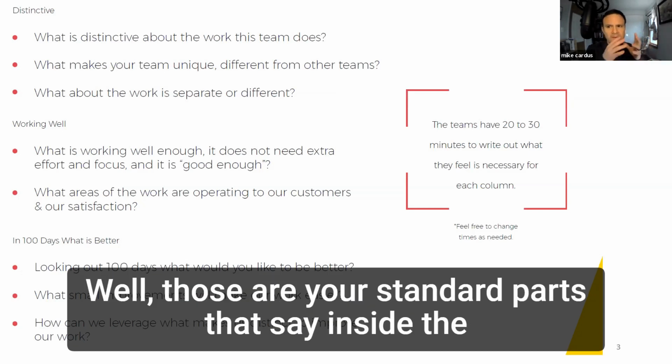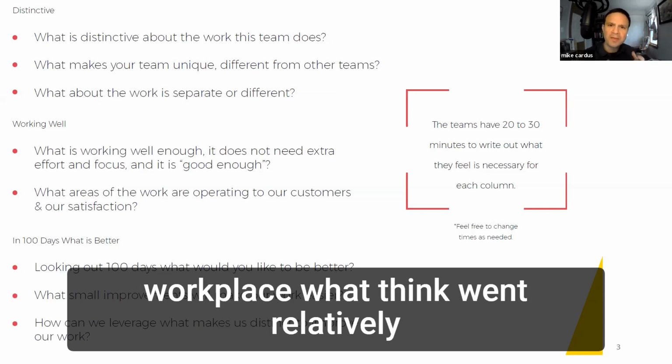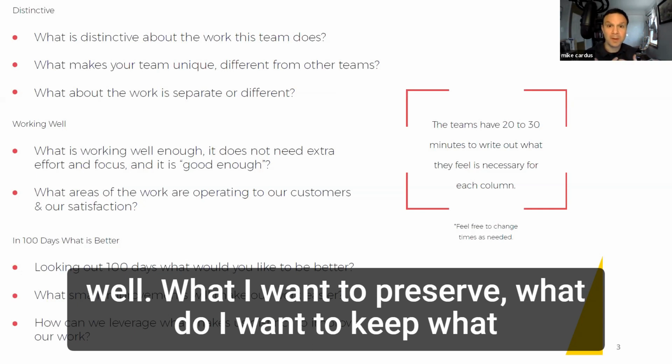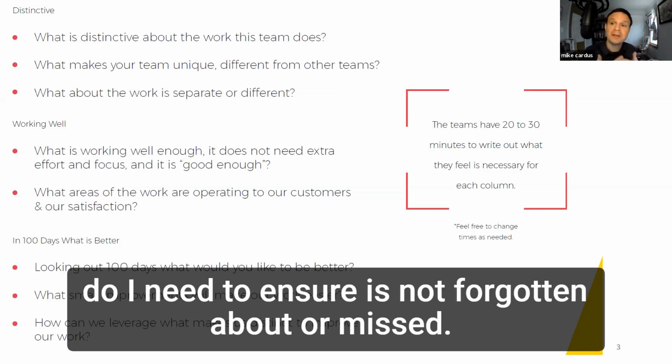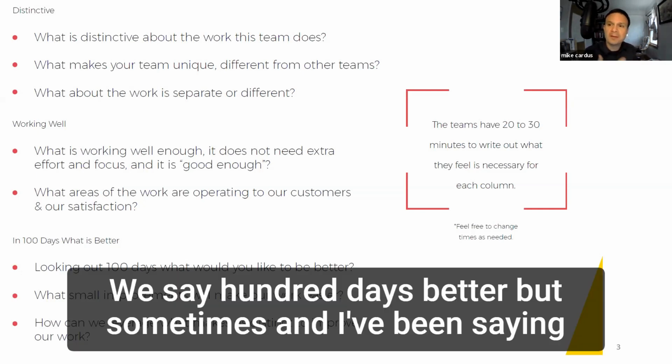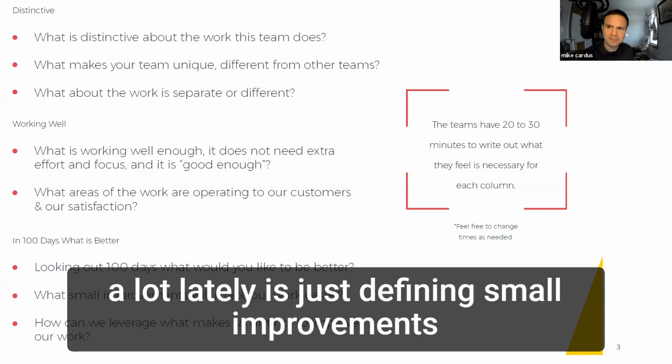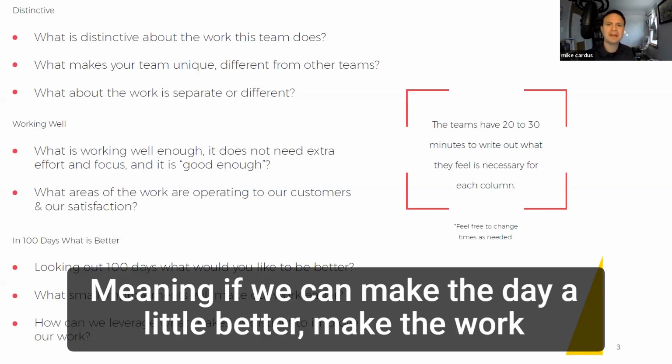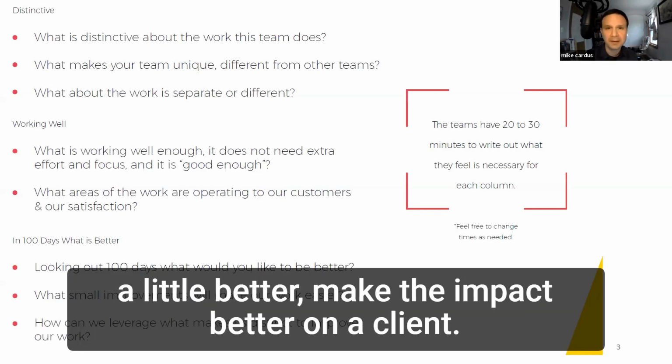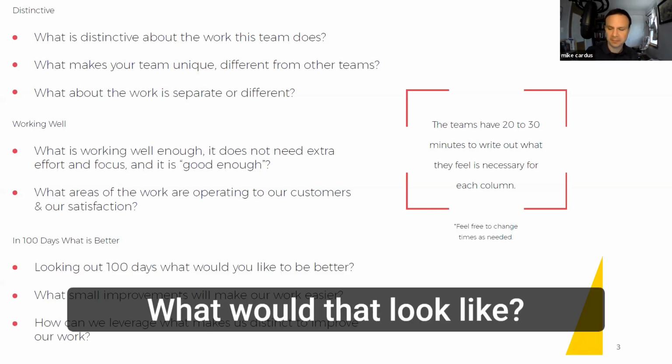Working well, those are your standard parts. Inside the workplace, what things went relatively well? What do I want to preserve? What do I want to keep? What do I need to ensure is not forgotten or missed? And the third column, we say 100 days better, but sometimes, and I've been saying a lot lately, it's just defining small improvements. Meaning, if we can make the day a little better, make the work a little better, make the impact better to a client, what would that look like?